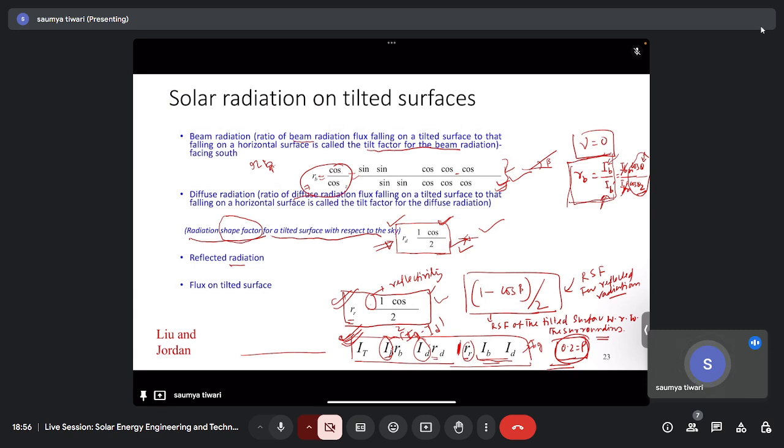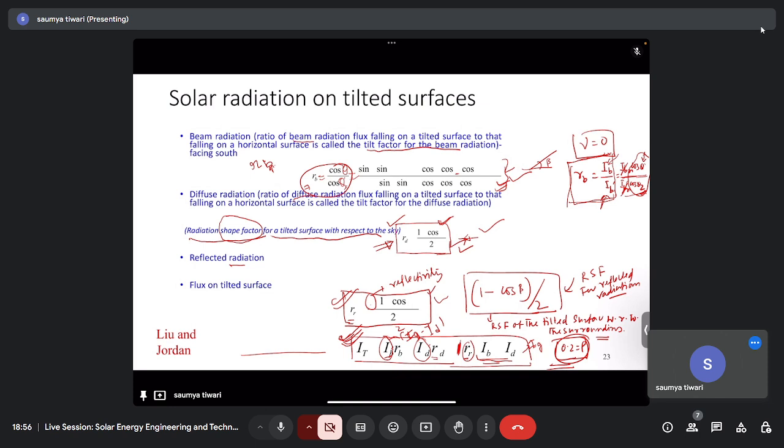That parameter we will include in the original equation to get the value of solar flux on a tilted surface. So if we see IB upon IB dash, we know that it will be IBN cos theta upon IBN cos theta z. Theta z is your zenith angle, and the incident angle will be equal to the zenith angle for a horizontal surface. So it will come to IB equal to cos theta upon cos theta z.